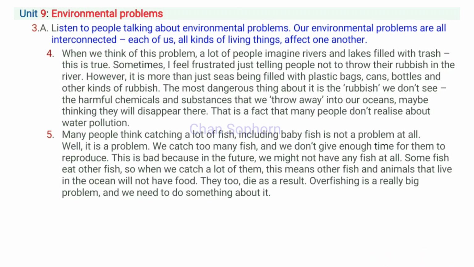Some fish eat other fish, so when we catch a lot of them, this means other fish and animals that live in the ocean will not have food. They too die. As a result, overfishing is a really big problem and we need to do something about it.